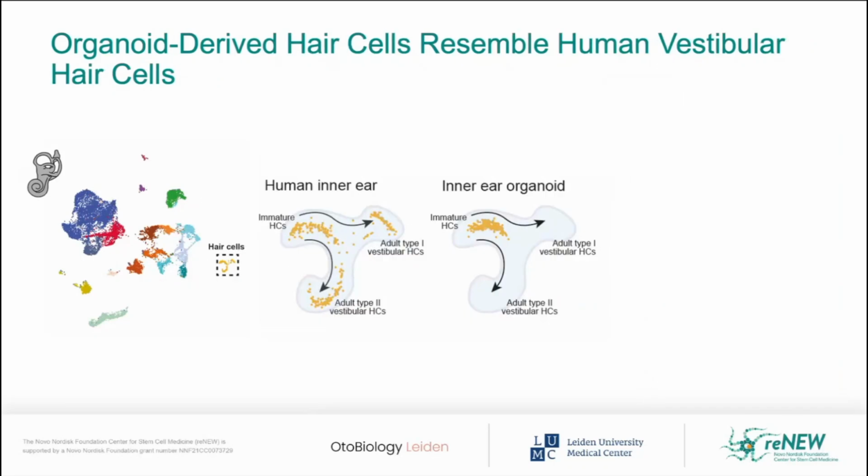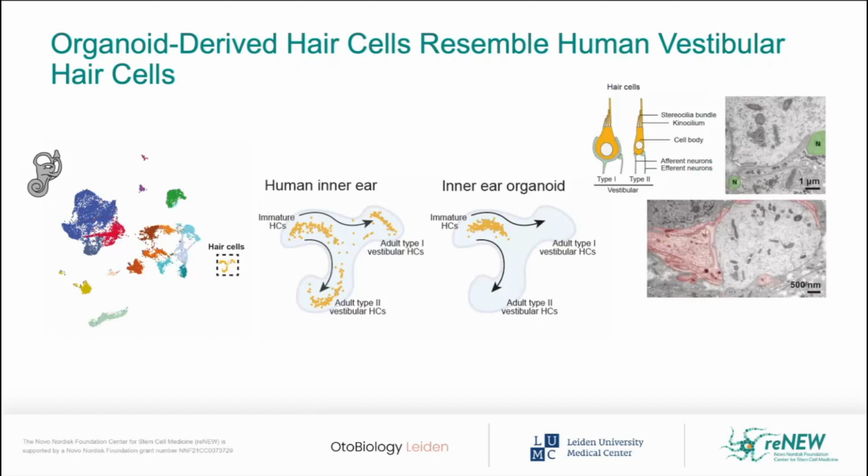The last comparison we did is the hair cells. So here we have the hair cells of the human inner ear with immature hair cells, so these were the fetal hair cells. And here the adult hair cells, which are type 1 vestibular and type 2 vestibular hair cells. You can see that the organoid hair cells mostly overlap with the immature hair cells, and we don't really see this distinction in type 1 and type 2.